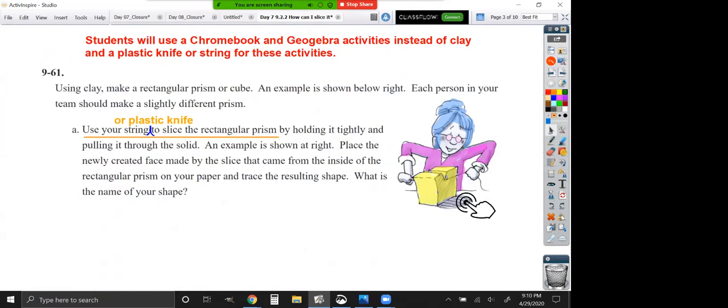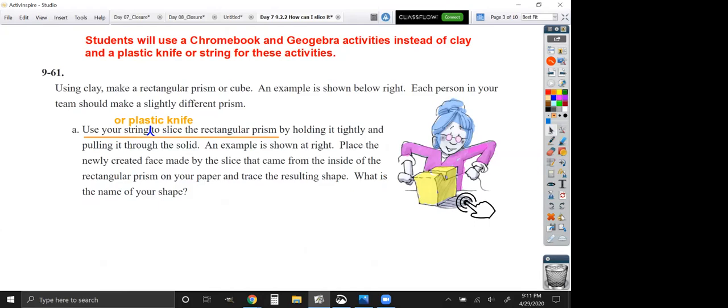Problem 9-61. Students will use Chromebook and GeoGebra activities instead of clay and a plastic knife or string for these activities. Ideally, if we were in class, we would be using modeling clay and dental floss to cut these things. But because you're at home, we're not going to do it that way. In fact, I found some really cool tools on a website called geogebra.org, and we're going to use those tools, which will do exactly the same thing. In fact, it'll be easier than if we were actually using the clay and the string.